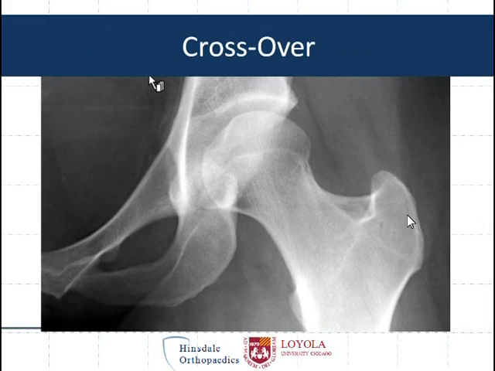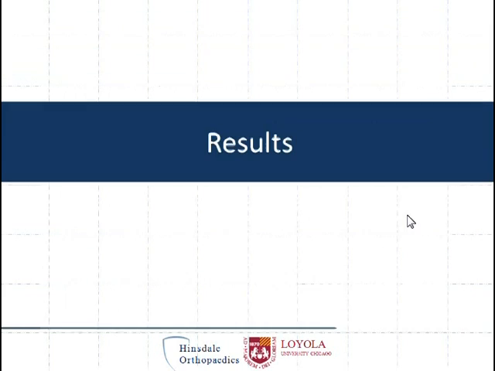This is another example of a smaller crossover sign, anterior wall again, and this is around 10%. And this is the ischial prominence, which is also smaller. So this patient has less retroversion of the hip.